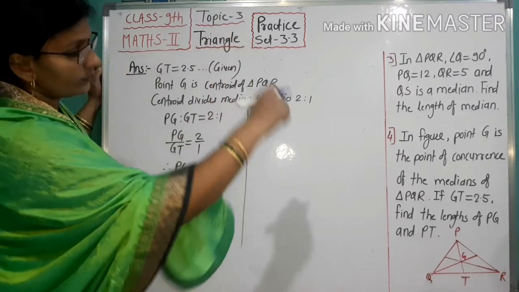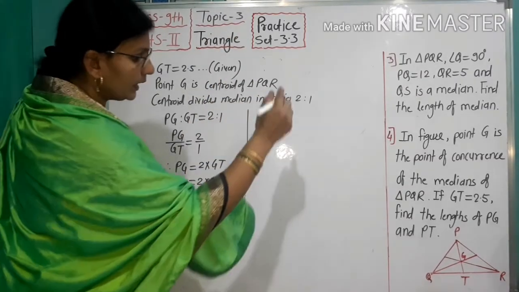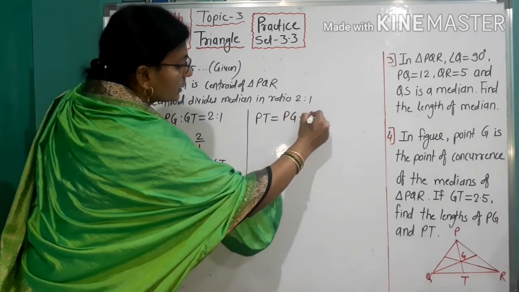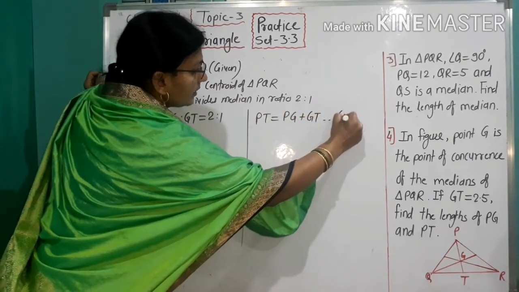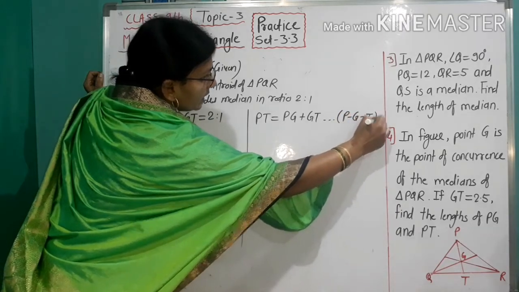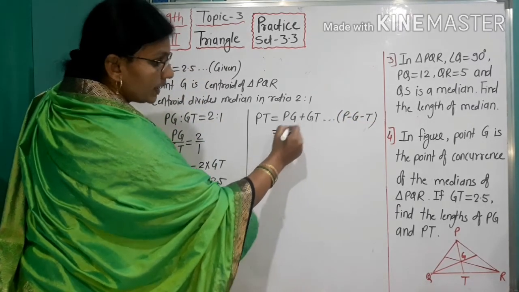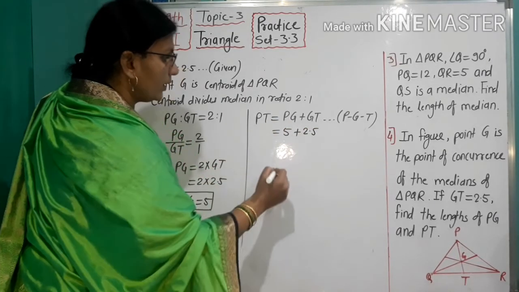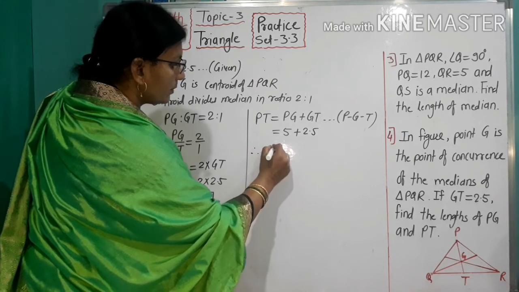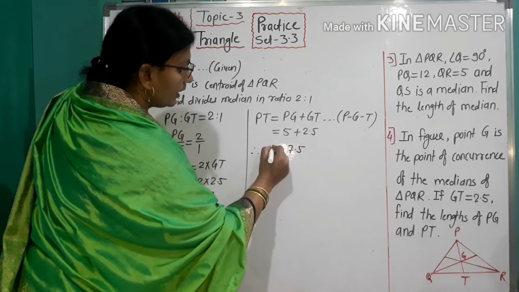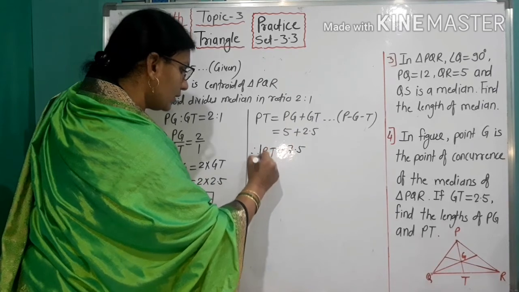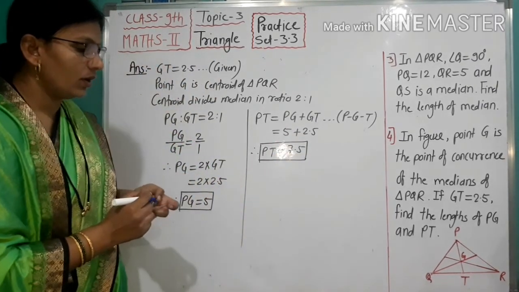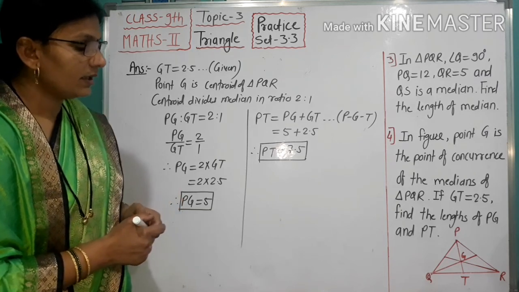Next, find the value of PT. PT equals PG plus GT. Reason: P-G-T. PG we found 5, GT is given 2.5, and therefore PT equals 5 plus 2.5, that is 7.5. Hence we find the values of PG and PT.